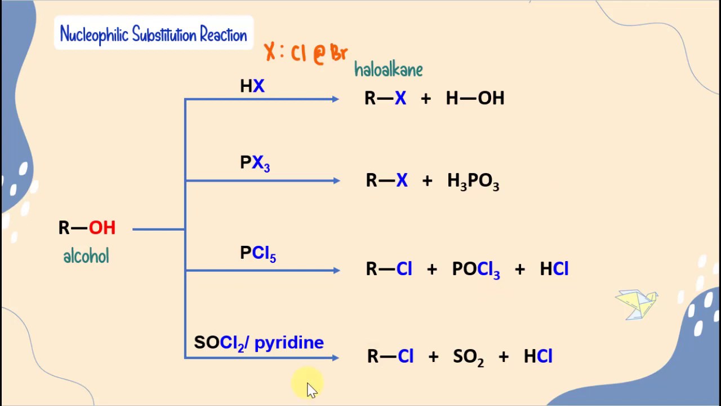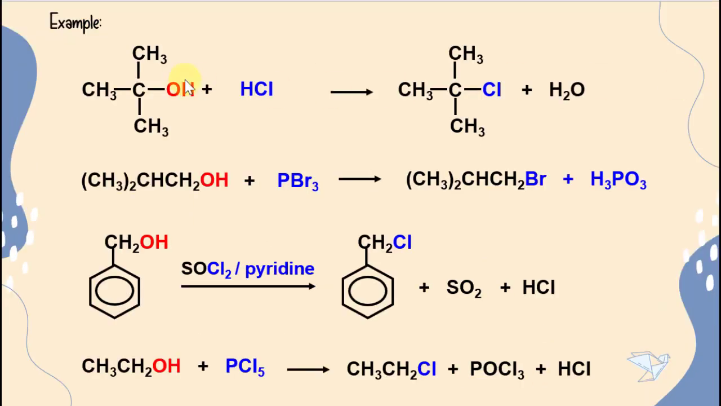And last but not least, if you use thionyl chloride, SOCl2 in pyridine, we will get sulfur dioxide and hydrogen chloride as our side products. So if you can see from this example, even though we use a different reagent, the reaction is still the same, where we are going to replace the OH group with halogen, depending on what reagent we use.